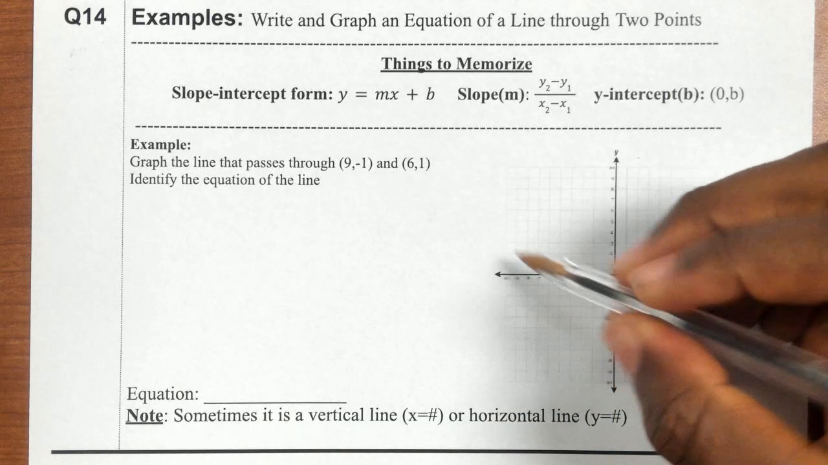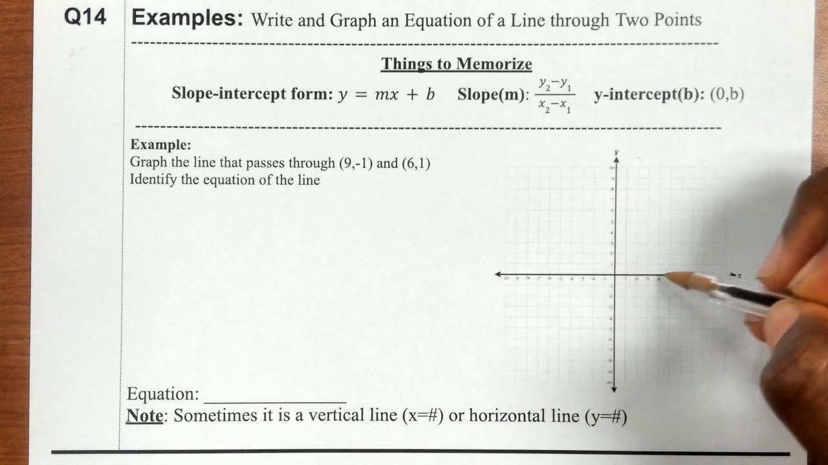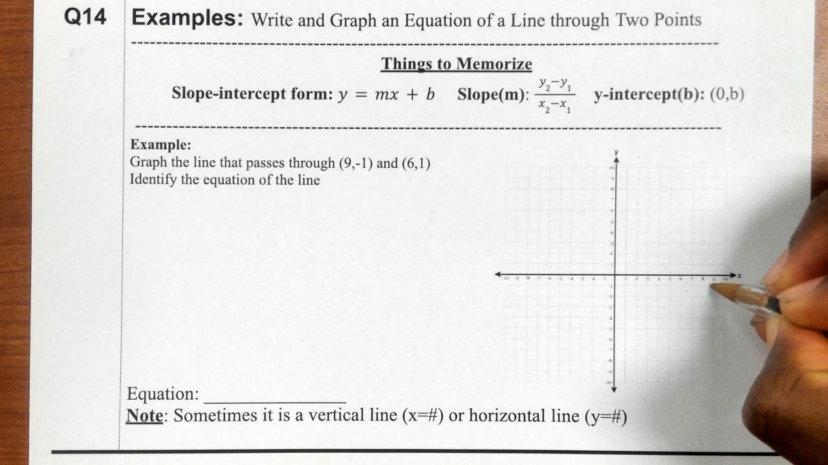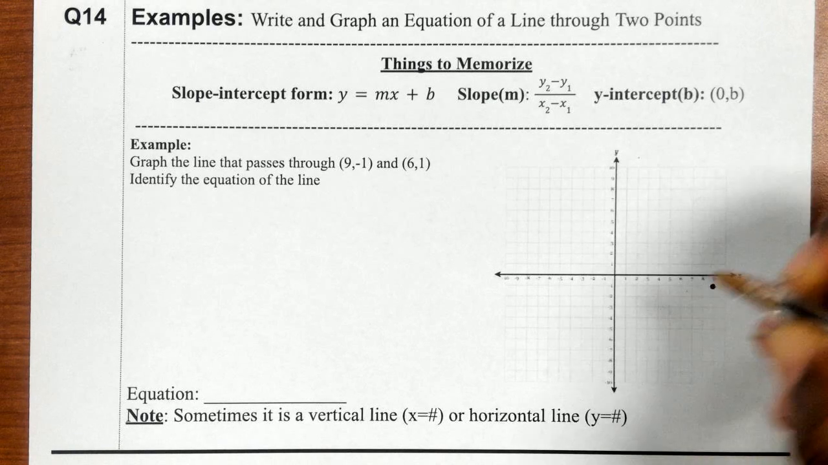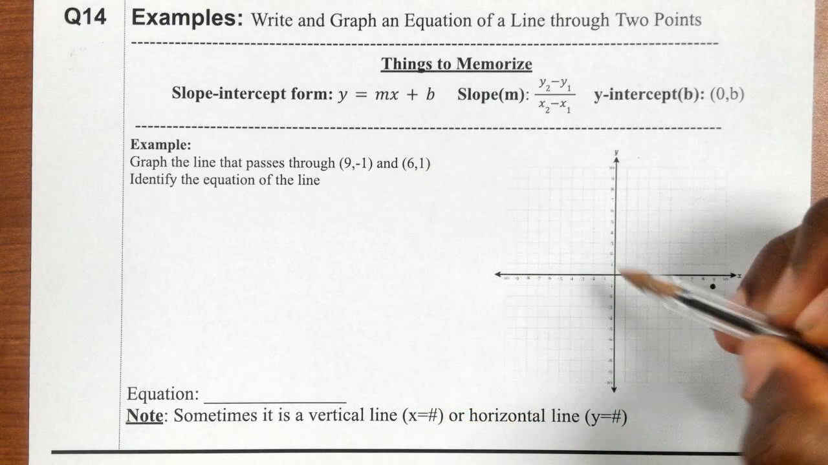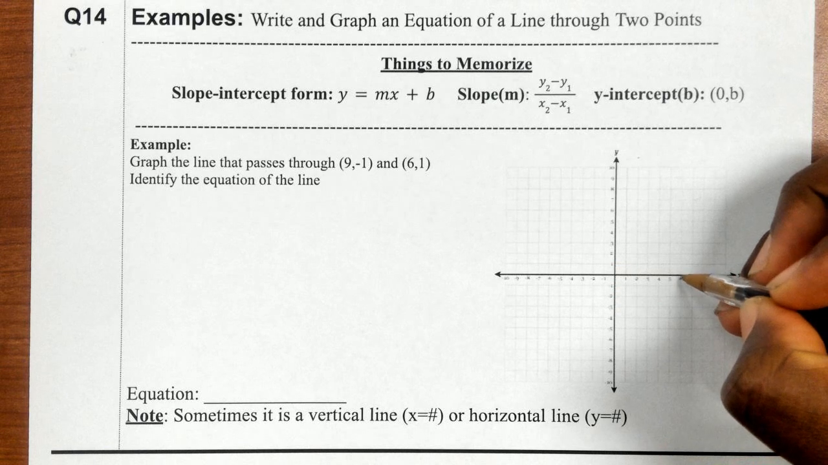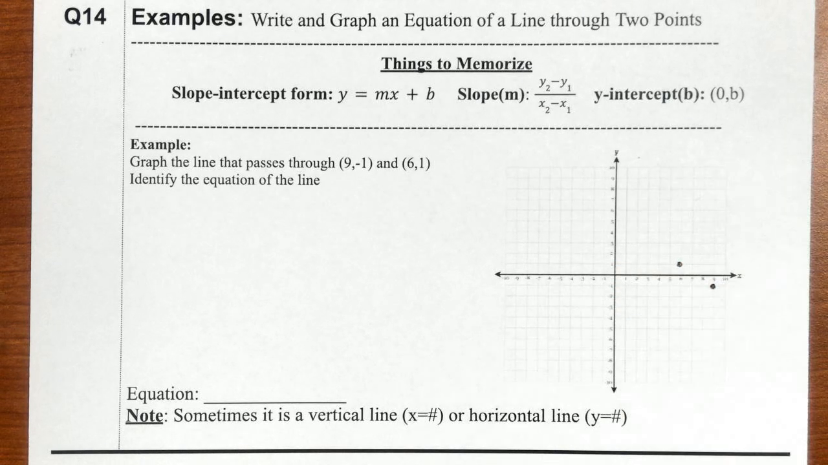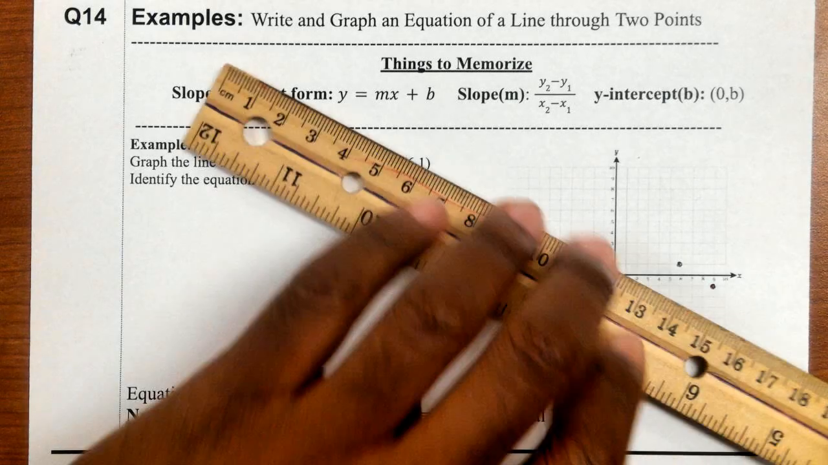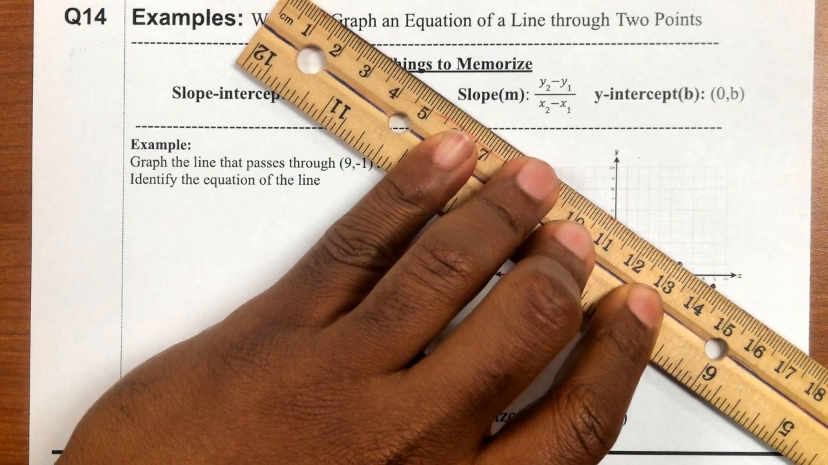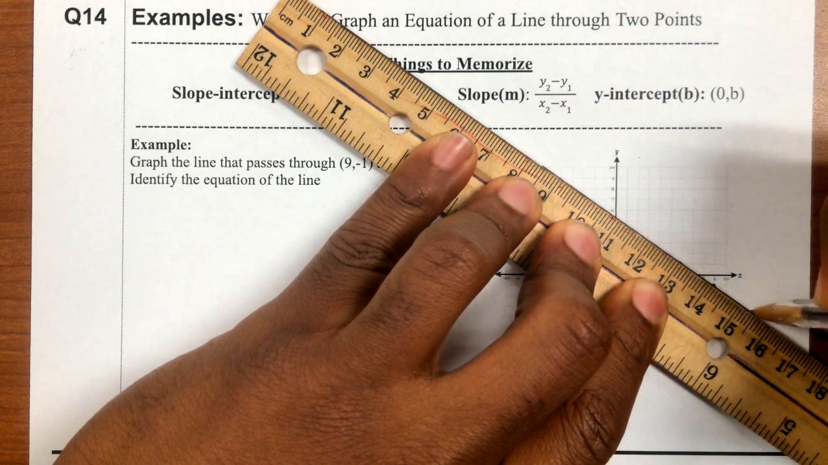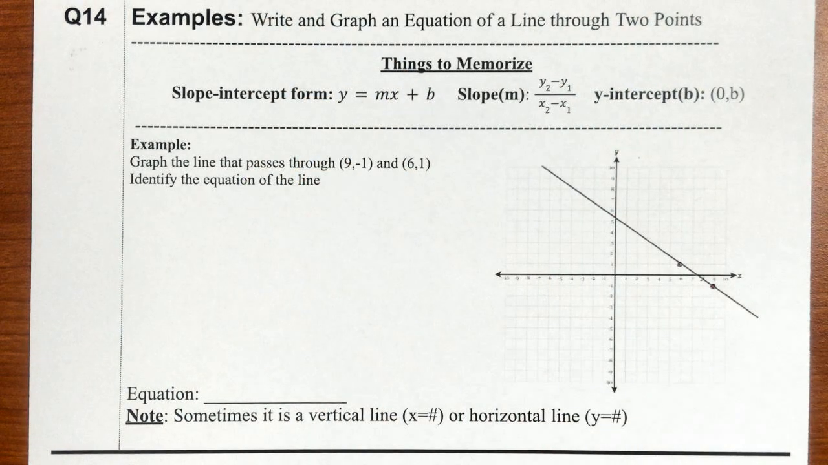(9, -1) would mean positive 9 for the x, -1 for the y, which would be right here. (6, 1) would be positive 6 for the x, positive 1 for the y. So let's draw this line. Because we do have graphing paper, let's actually try to draw this line. You are going to need to do that same thing on Delta Math. So that's what my line is.